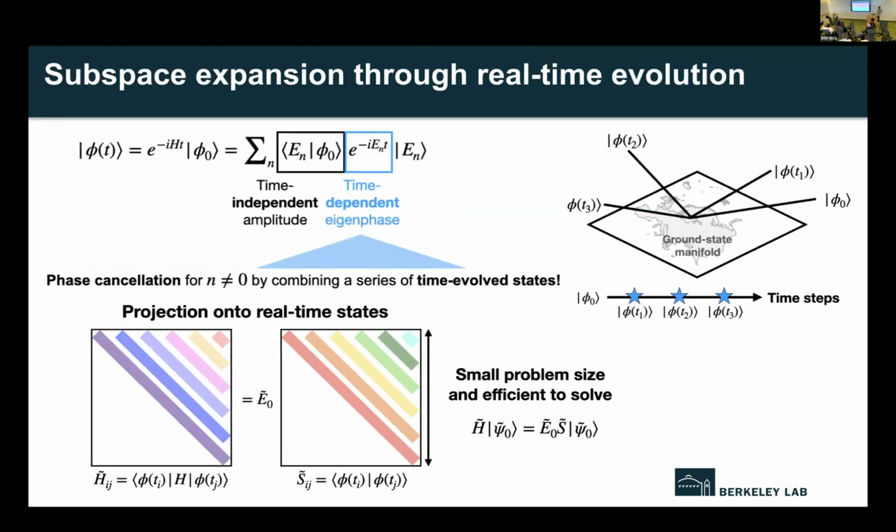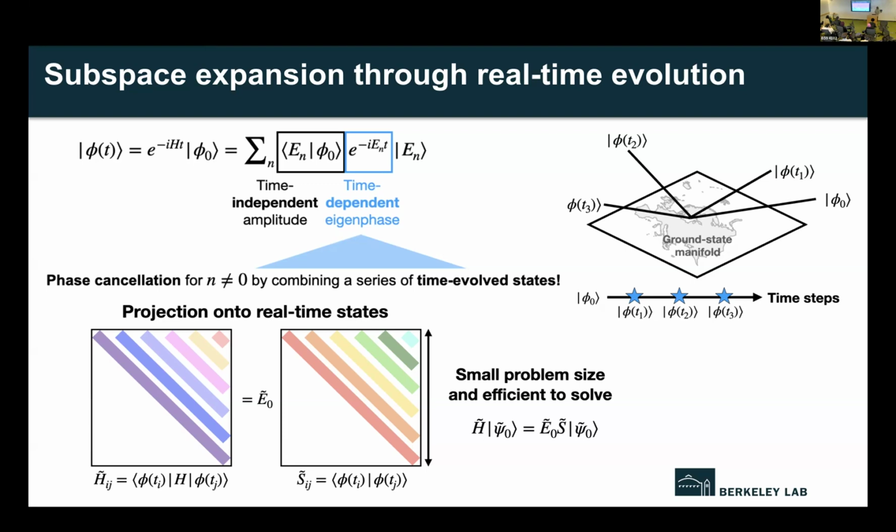The idea of the subspace method is that it relies on projecting the exact Schrodinger equation onto some subspace of lower dimension. In exchange, we get a reduced eigenvalue problem that variationally approximates the original high-dimensional problem, shown down below. Because these projected eigenvalue problems are much smaller in size, they can be solved efficiently on a classical computer. In particular, we care about building a real-time subspace, which is shown on the right here.